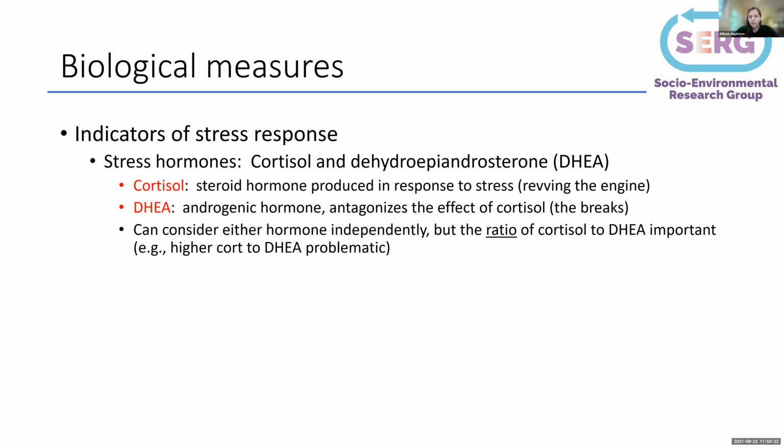Cortisol is a steroid hormone produced in response to stress. When the hypothalamic pituitary adrenal axis system gets kicked into overdrive in the presence of a stressor, cortisol is secreted. DHEA antagonizes the effect of cortisol. It's its companion hormone. If you think of cortisol as revving the engine in response to the stress, DHEA are the brakes, kind of, let's calm down, let's get back to baseline here.